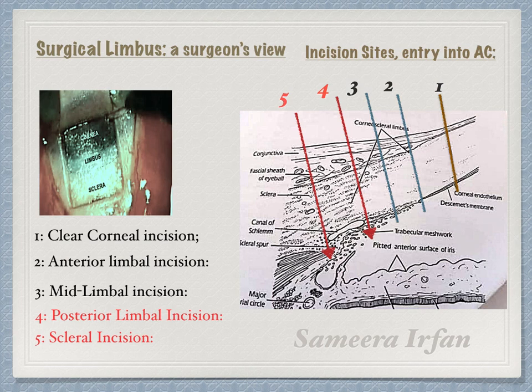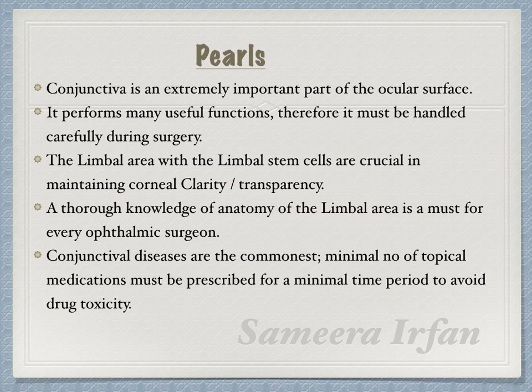So a thorough knowledge of this surgical limbus is extremely important for a corneal surgeon as well as for a cataract and glaucoma surgeon. So I hope this lecture was useful in highlighting the fact that the conjunctiva is an extremely important part of the ocular surface. Since it performs so many useful functions, it must be handled carefully during surgery as well as in conjunctival diseases, which are so common. A minimal number of topical medications must be prescribed for a minimal time period to avoid drug toxicity.